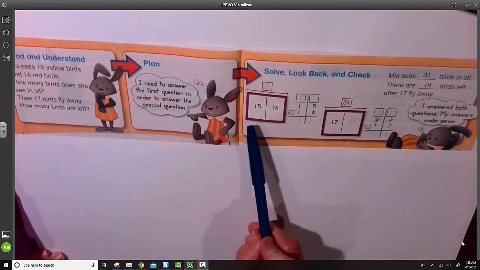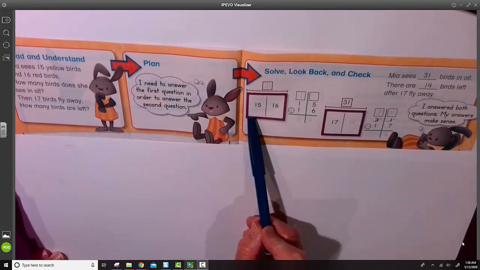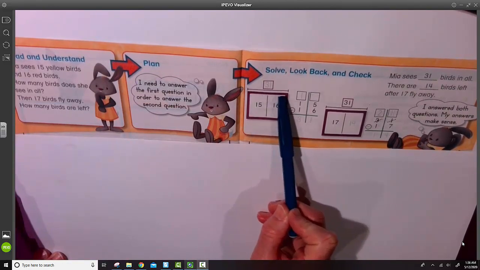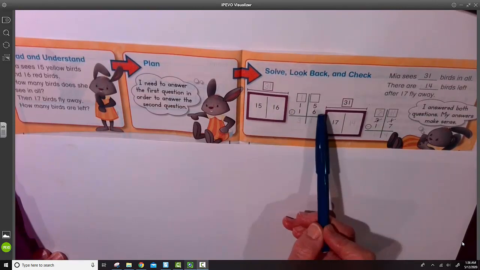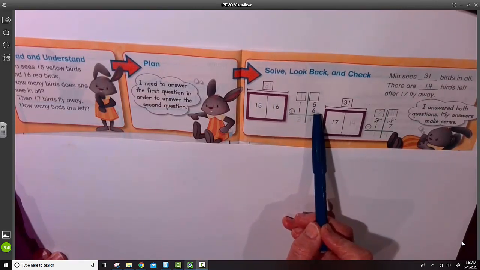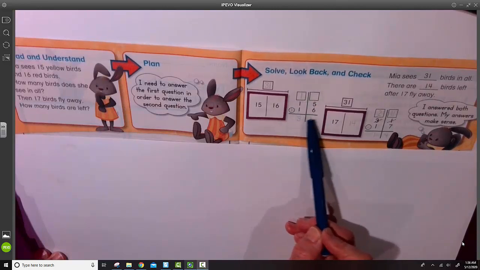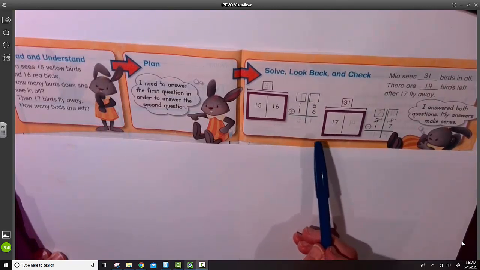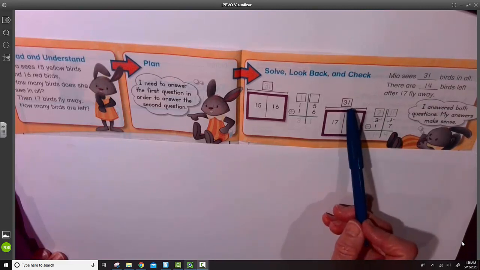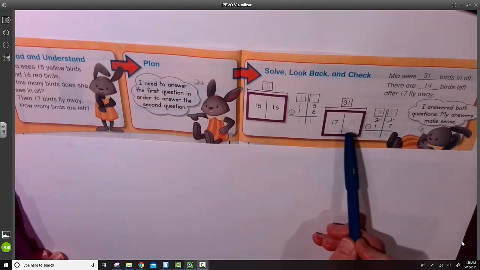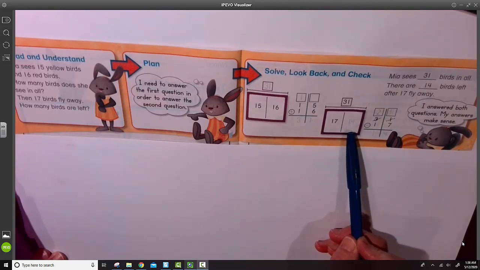So first of all, Mia saw 15 yellow birds, 16 red birds. She saw a total of 31 birds. 15 plus 16 is 31. It's a near double, if you'll notice. So there were 31 birds. However, 17 of them flew away. The remaining number of birds was 14.